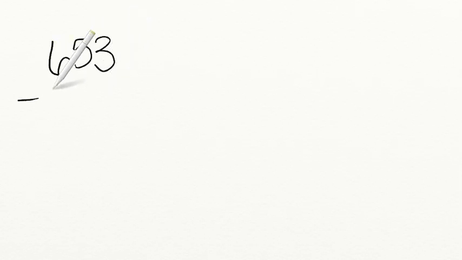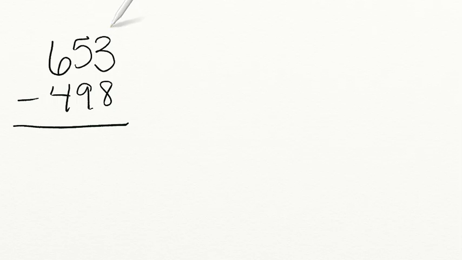I want you to subtract 653 minus 498. All right, let's walk through this problem together. We always start at the right-hand side, so we're going to be subtracting 8 from 3. But we can't take away 8 ones if we only have 3. That means we need to regroup our tens place, change our 5 into a 4, and then bring that tens block over to our ones place. 13 minus 8 equals 5.